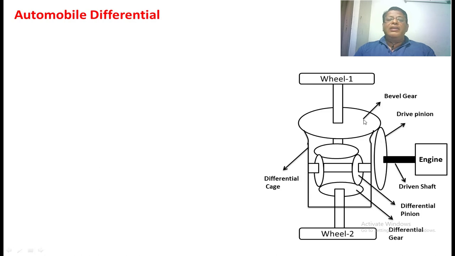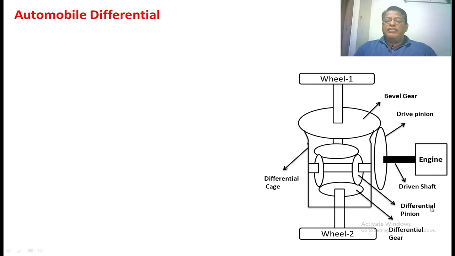The bare wheel drive is connected to the axle of one wheel. It is also connected to the differential case. The shaft is also connected to the differential. This is one more gear, and this is also one more gear. From this gear, the second wheel is connected. In the differential, this is one gear, this is another gear. Between these two gears, one more gear will be operating, that is the differential pinion.